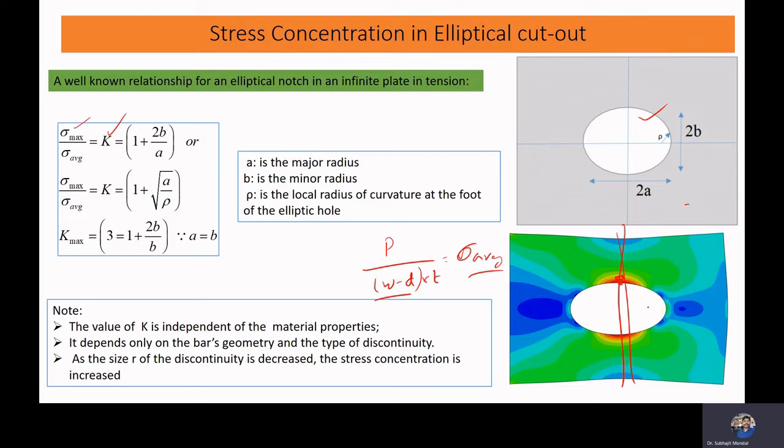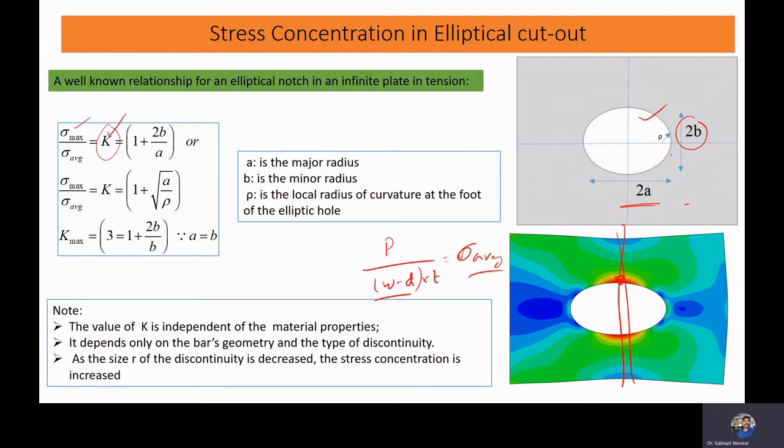Okay, so if we have a plate with an elliptical cutout, in that case, the stress concentration factor we can write as K = 1 + 2b/a. Here 2b is your minor axis of the ellipse, and 2a is your major axis. Now the stress concentration factor K is equal to 1 + 2b/a.